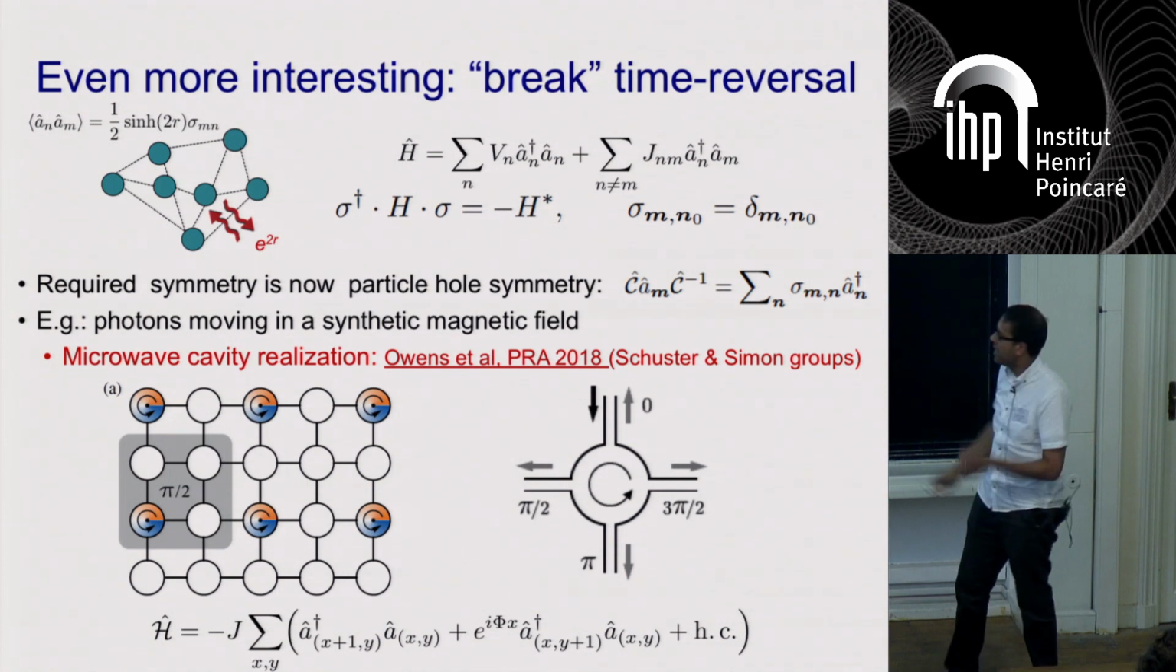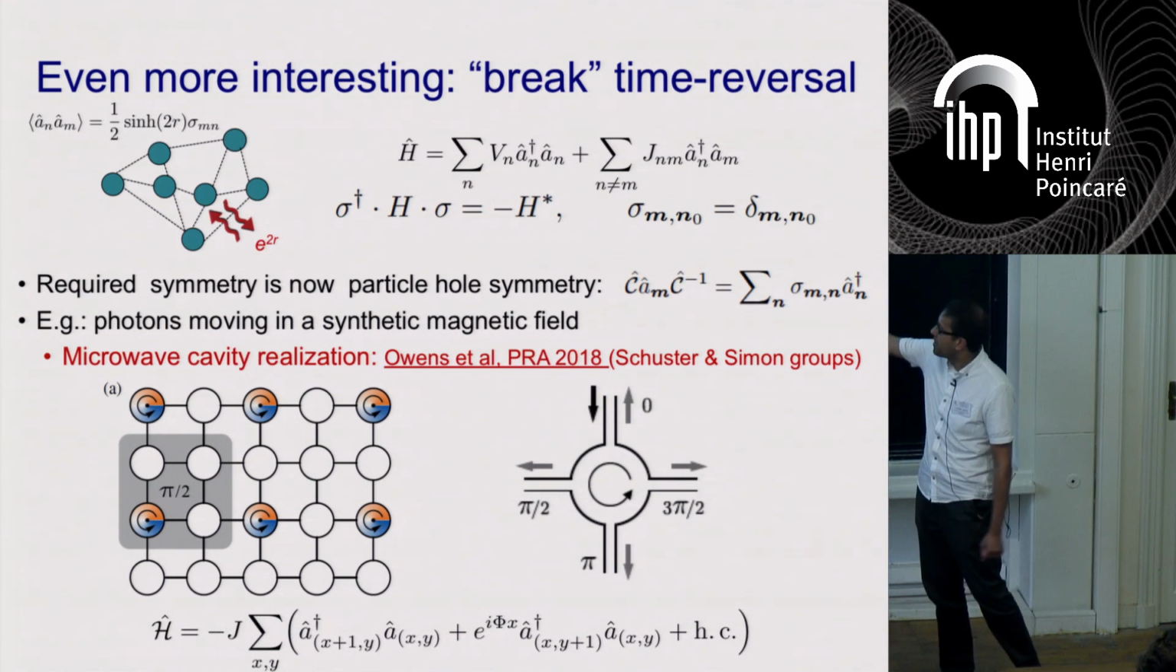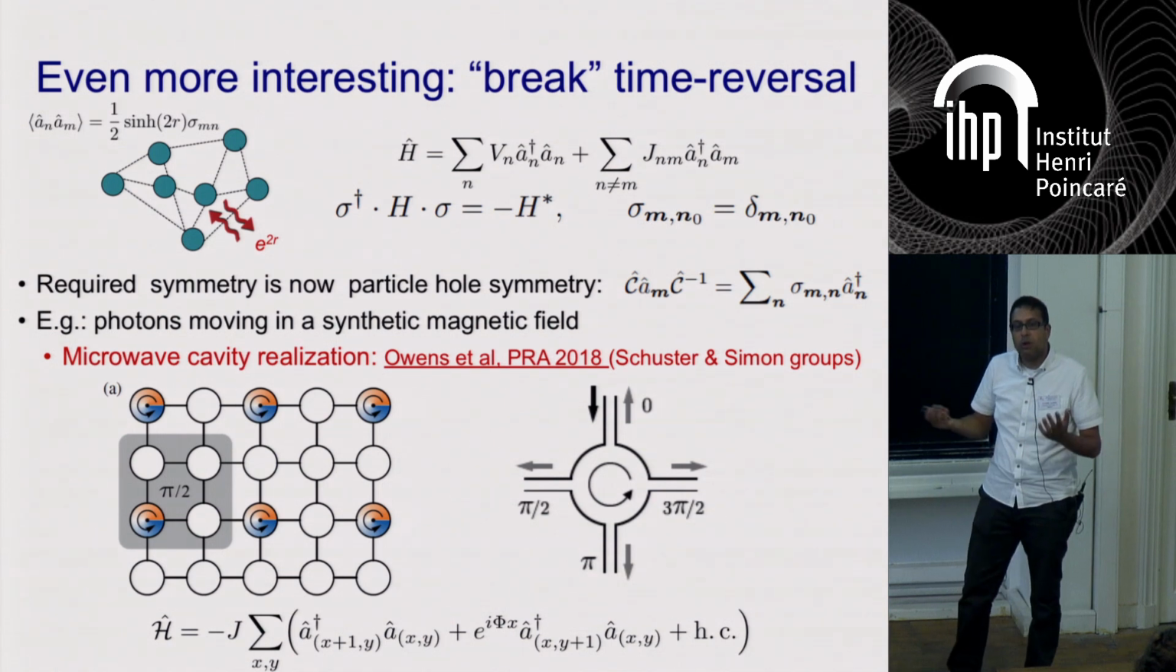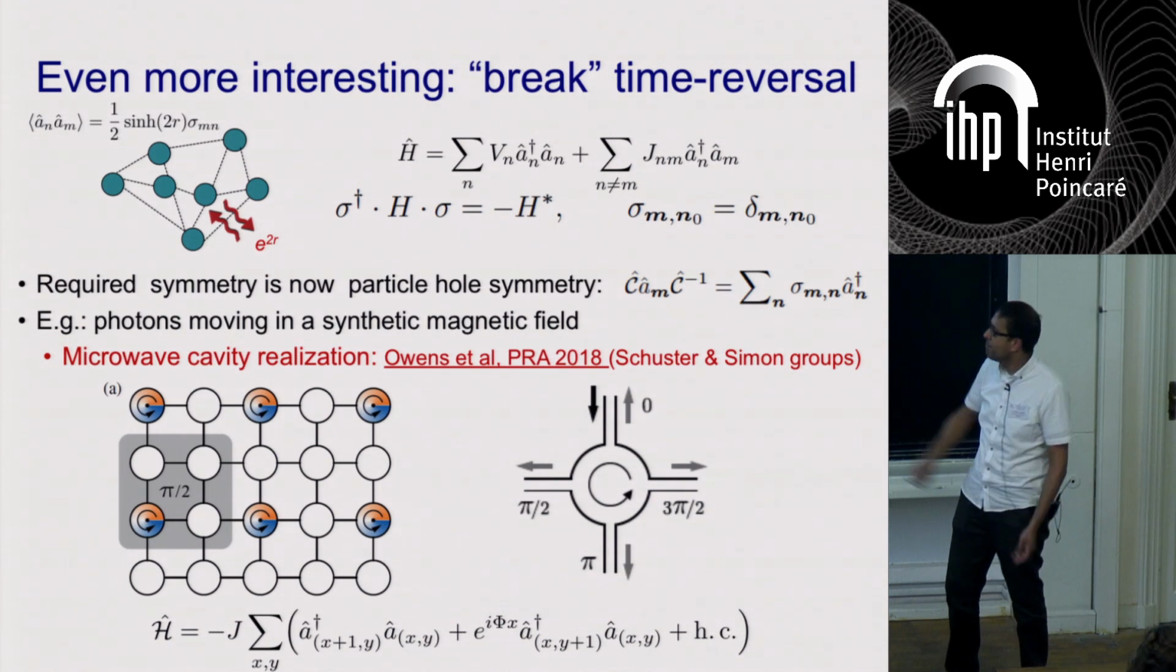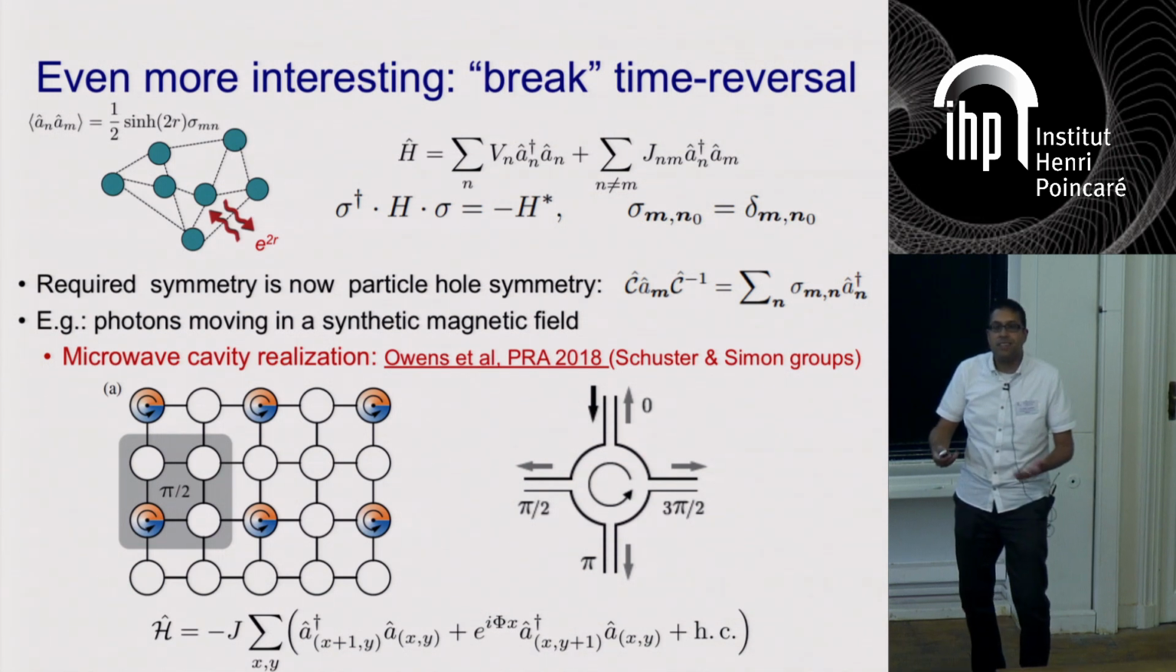Okay, I'm going to take the special case that's the one that they realized in the experiment, where the flux sort of going through that little square plaquette corresponds to a quarter flux quantum. So this phase is basically pi over 2. Okay, so why is this interesting?